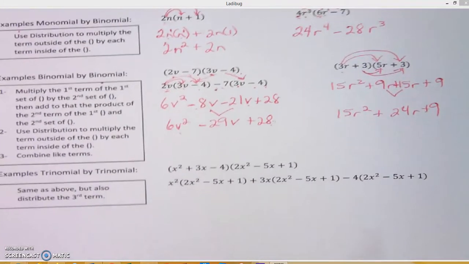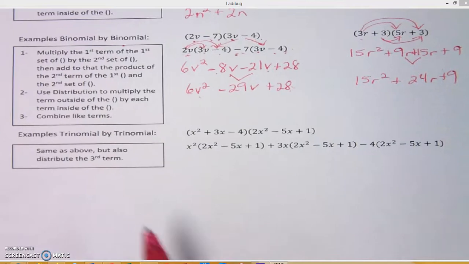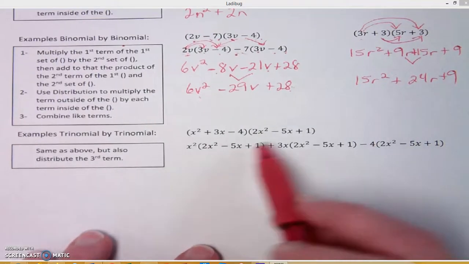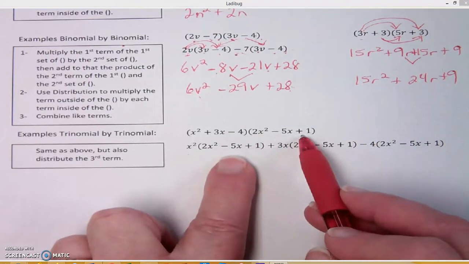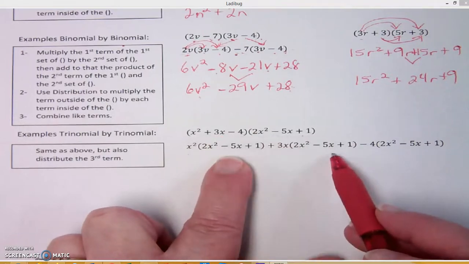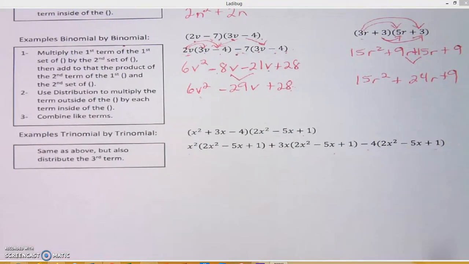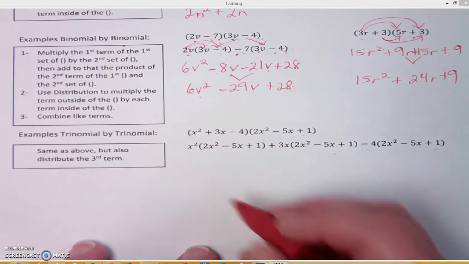Okay, the last one, and this gets kind of intense, is I'm going to multiply a trinomial by a trinomial. We're going to do the same as above, but then we also have to distribute the third term. And so I've gone ahead and written this out, x squared times everything in the second set of parentheses, plus 3x times everything in the second set of parentheses, minus 4 times the second set of parentheses. So let's go ahead and distribute that.